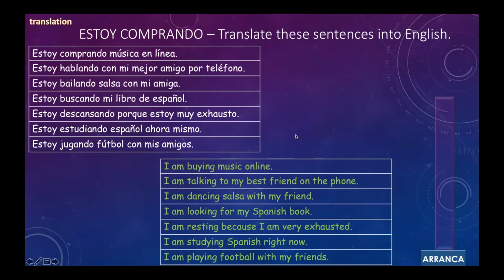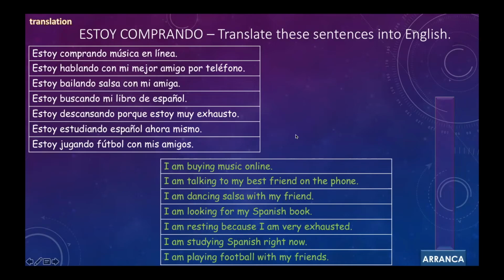Estoy descansando porque estoy muy exhausto. I'm resting because I'm very exhausted. Estoy estudiando español ahora mismo. I'm studying Spanish right now. Estoy jugando al fútbol con mis amigos. I'm playing football with my friends. So, I'm going to give you some seconds for you to take a look at that and check how we say I am and also how we use that gerund or that ing in Spanish.